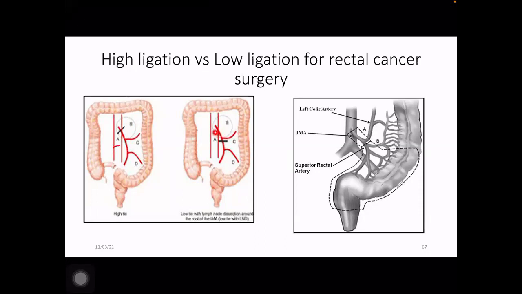So if the patient doesn't have an obvious node, and you're planning to do a resection which doesn't involve a very low anastomosis, you can very well go ahead and do a low ligation. When do you prefer a high ligation? If you want to do an anastomosis very low in the pelvis, or if you have an obvious node in the IMA area, in such cases it's preferred to do a high ligation. You understood this concept of high ligation versus low ligation? Understood? Can I go ahead? Yes, sir.